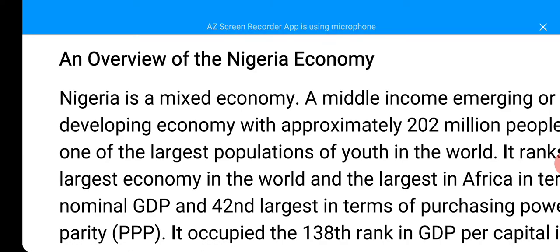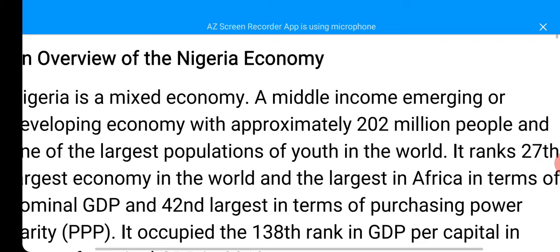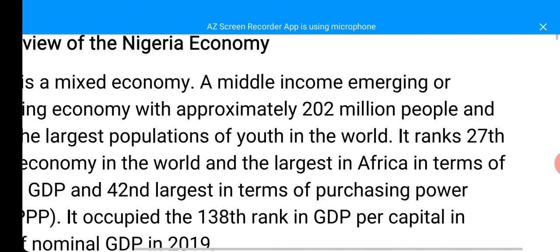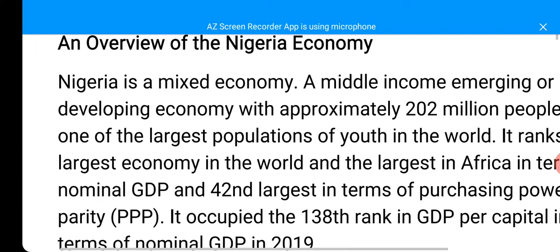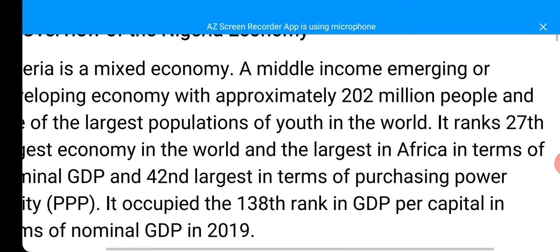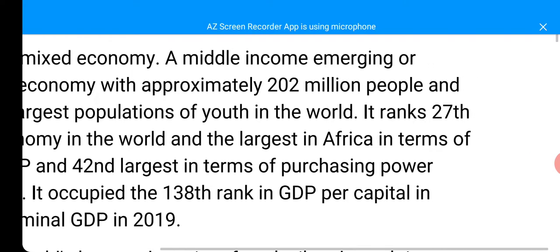Nigeria's economy ranks 27th largest in the world. Nigeria's economy is the 27th largest economy in the world, and it is the largest economy in Africa in terms of nominal gross domestic product. I hope you remember what nominal gross domestic product is. And 42nd largest in terms of purchasing power parity.